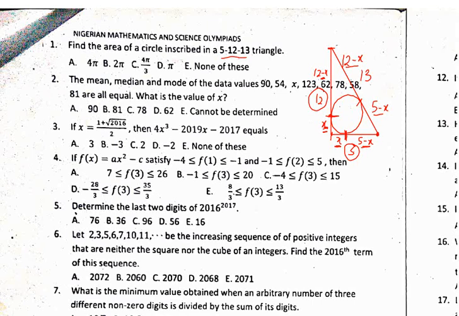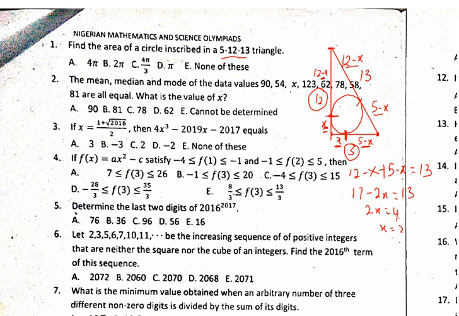So let's do that. 12 minus x, plus 5 minus x must give us 13. If you add that, we have 17 minus 2x equals 13. So it means 2x equals 4, and x equals 2.